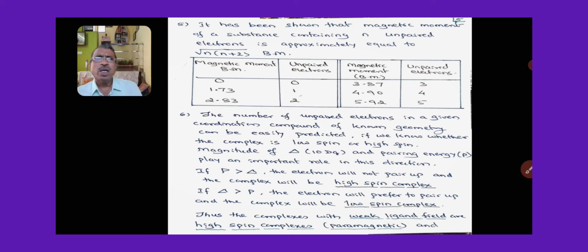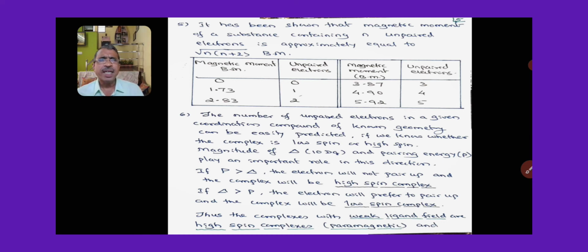So through the experiment, if you calculate the magnetic moment, then you can assume how many unpaired electrons are there in the system. Based on the unpaired electrons, we can also find whether the complex is a low spin complex or a high spin complex. The number of unpaired electrons in a given coordination compound of known geometry can be easily predicted if we know whether the complex is low spin or high spin. The magnitude of 10 Dq and the pairing energy play an important role in this direction.